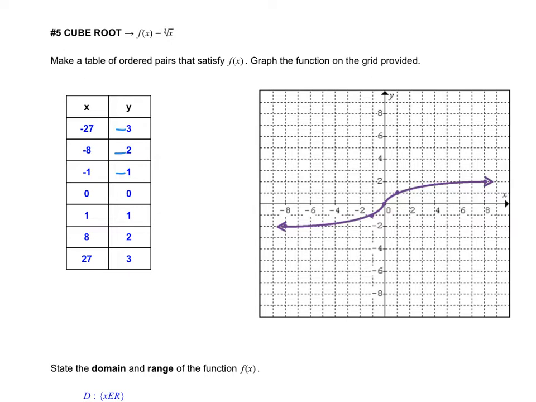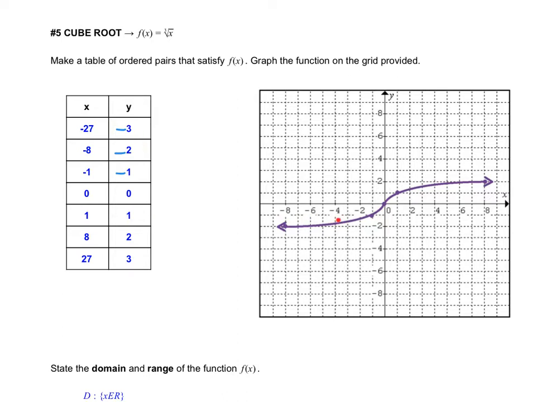Or I can take 1. 1 cubed is 1, so the cube root of 1 is 1. So that's how I built this table of values. And these extreme values here with the 27s, those aren't going to fit on my grid. So really, it's these central 5 points that I will need.